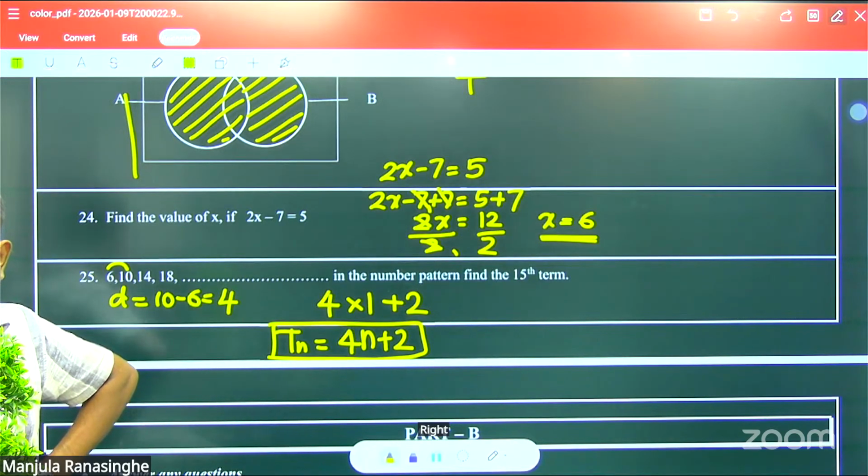Right. So we completed the first 25 questions here. So next we are moving to the next set of questions.